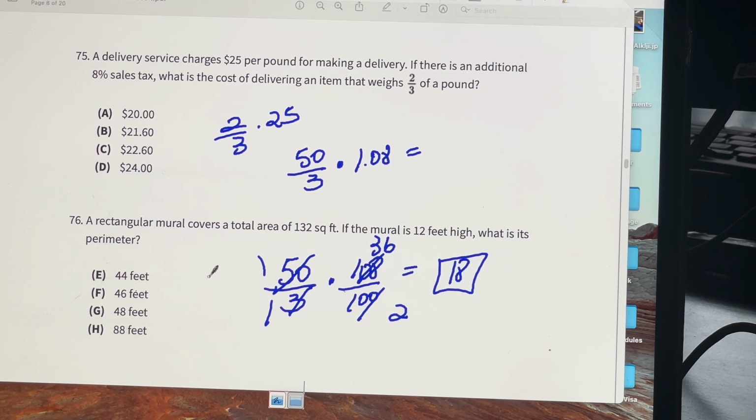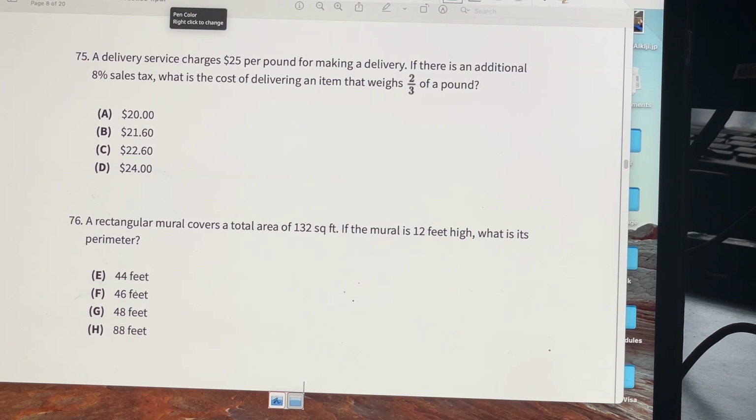And 18 is none of the answers here. What is going on? 50 over 3 times 1.08. Yeah, no, it's correct. My math is good. None of these are correct. So it's 18. Okay. Wow, a lot of mistakes here.